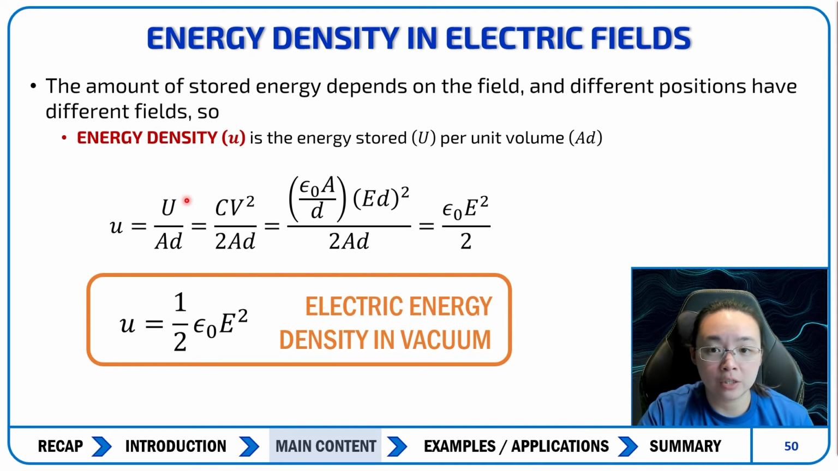We can represent U as CV squared over 2. We know that C is also equal to epsilon naught A over D. We know V is equal to ED. Combining all of this together and simplifying, we get epsilon naught E squared over 2, which is then defined as the electric energy density within a vacuum.